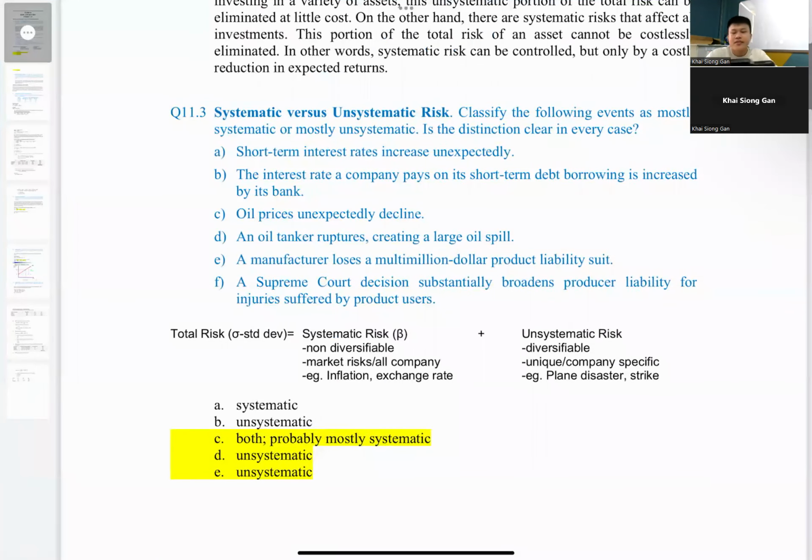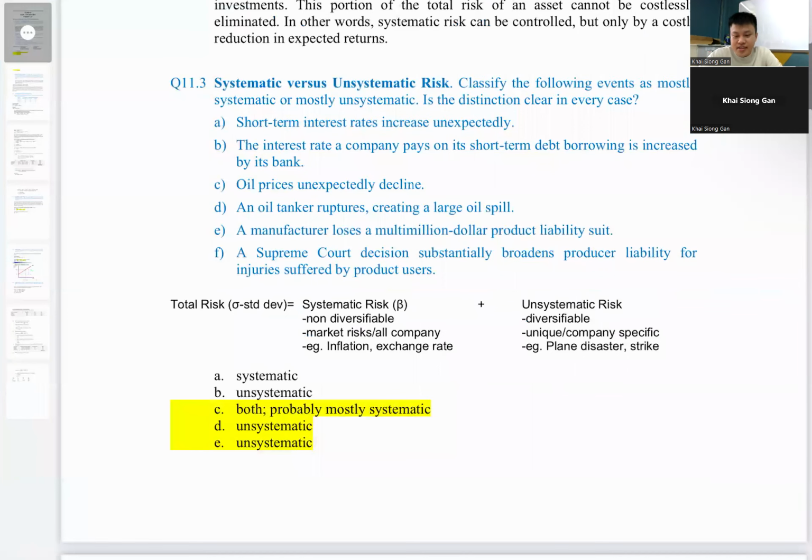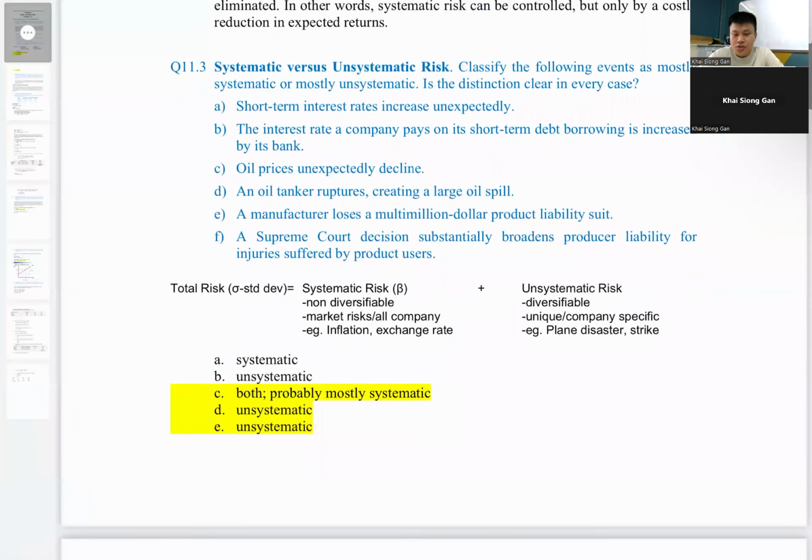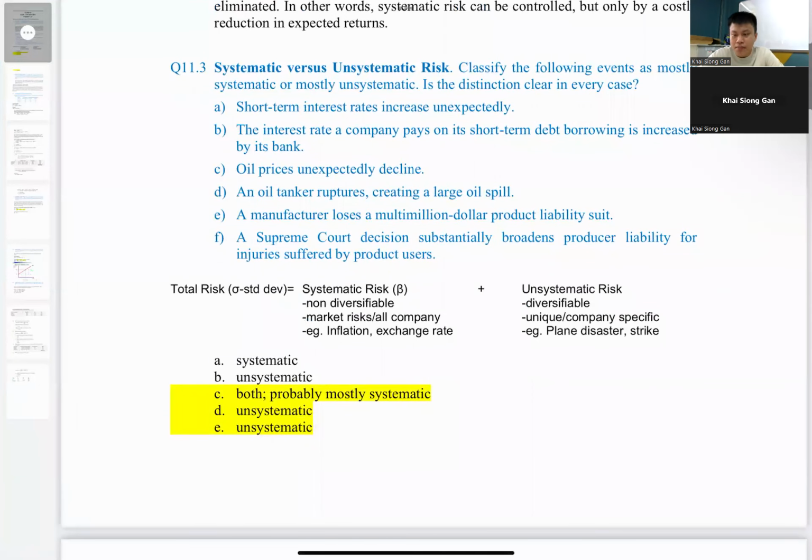So first one, systematic versus unsystematic risk. Let's just go through quickly. The first one, short-term interest rate increase. So macro issue, increase in interest rate, so systematic. The interest rate a company pays on its short-term debt borrowing is increased by its bank. That only affects a company, so unsystematic.